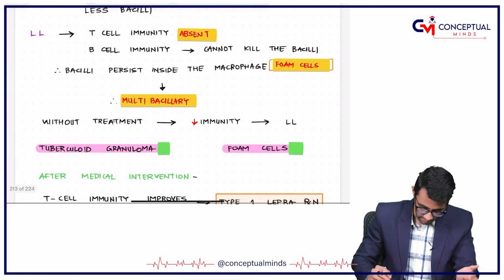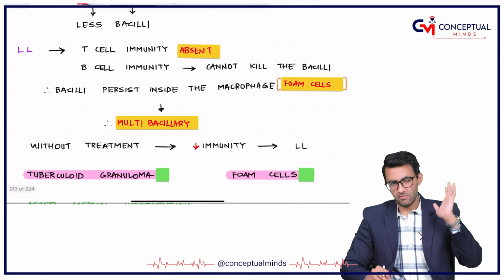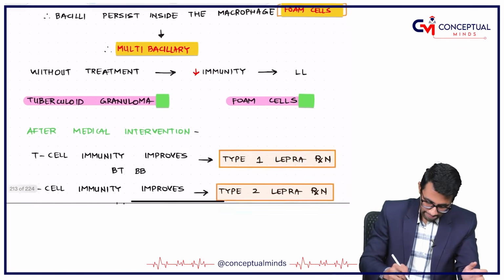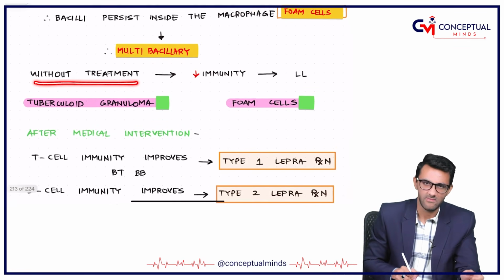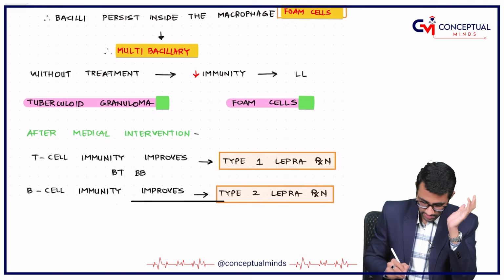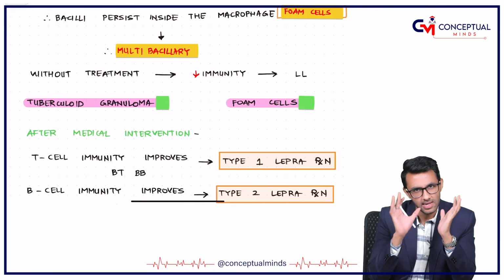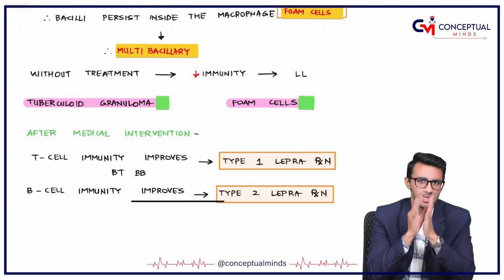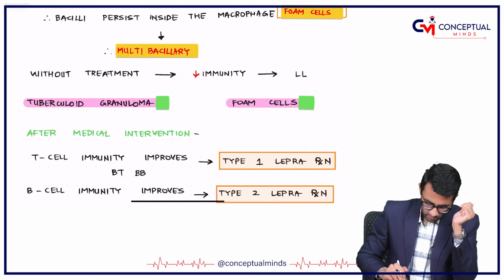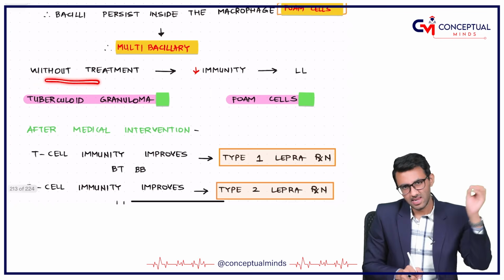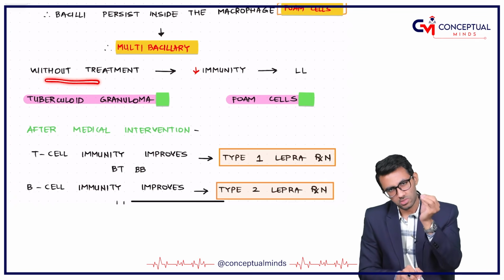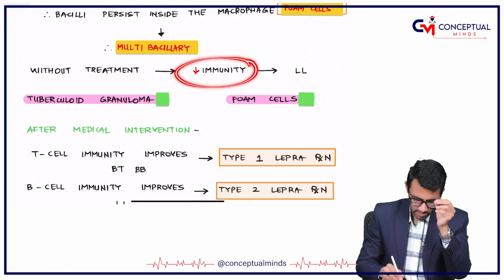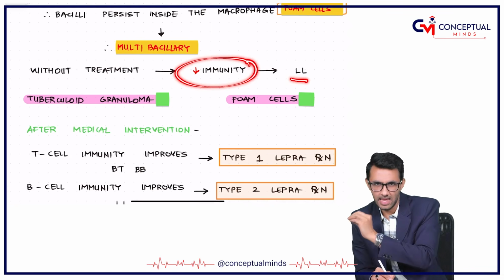All right, so till now we did TT and LL type, and in LL type we see this without treatment. Now we are connecting the points that we read about TT and LL clinically. Without treatment, the TT type, as time goes, slowly would progress to LL, because of the decrease in immunity.